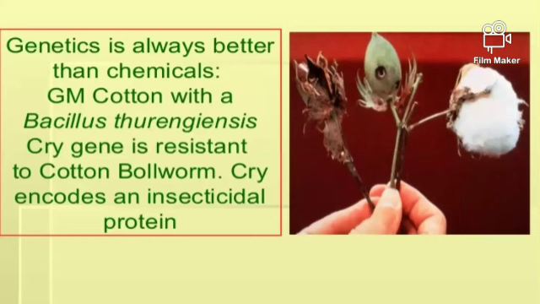See, genetic methods are always better than chemicals. GM cotton, this is one of the BT cotton. So GM cotton with the Bacillus thuringiensis cry genes is resistant to cotton bollworms, with cry encoding an insecticidal protein. So cry gene means there is a gene present which, when any insect goes there and eats, it dries up because its intestine bursts. In this way, the cotton plant is protected from the insect, and so there is a good production of cotton in the genetically modified plant, and the name of that bacterium is Bacillus thuringiensis.